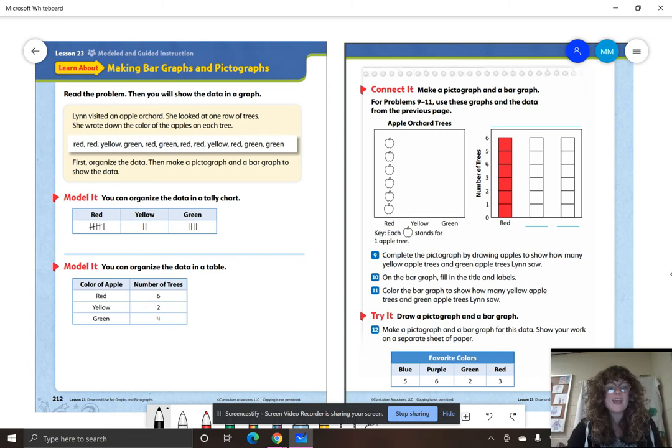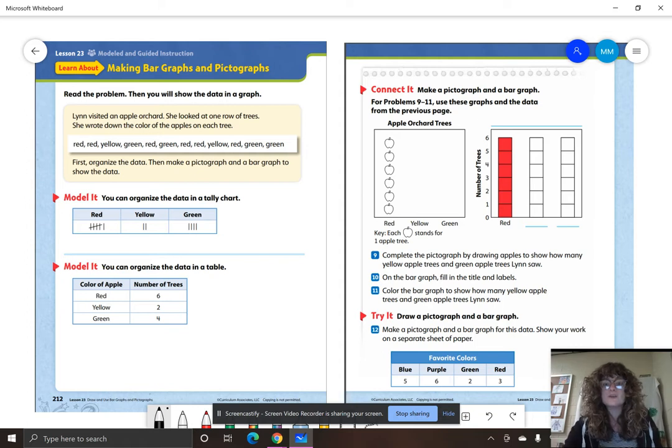We could also organize the data in a table. So we could have a data table with 2 sections. We can have the color of apple, and we can have the number of trees. So the colors we had were red, yellow, and green. And there were 6 red, 2 yellow, and 4 green. So those are 2 different ways that we can organize our data. Now we are going to make a pictograph and a bar graph.